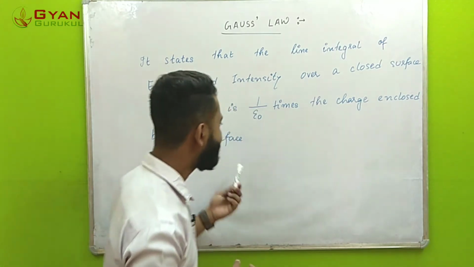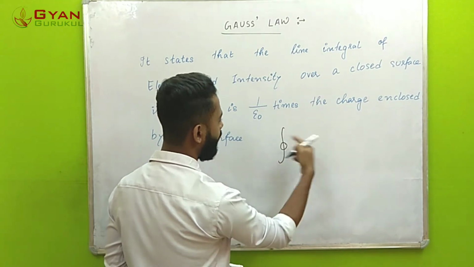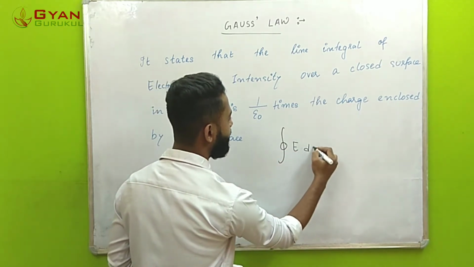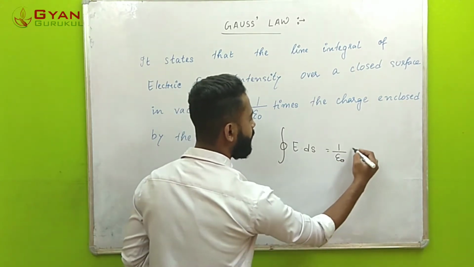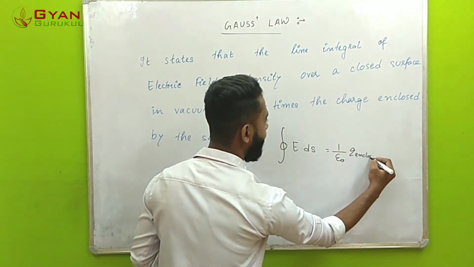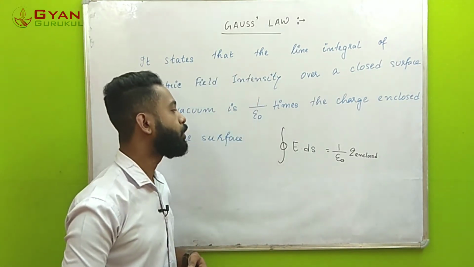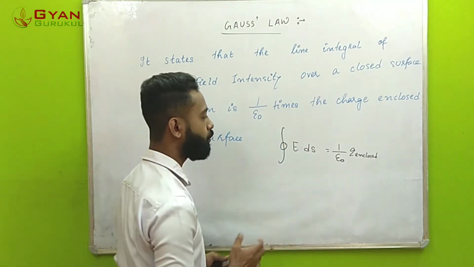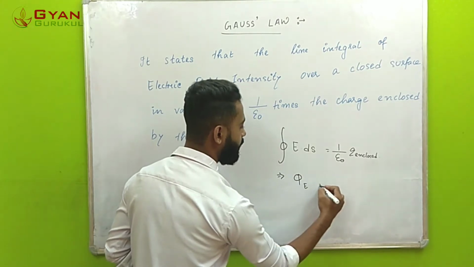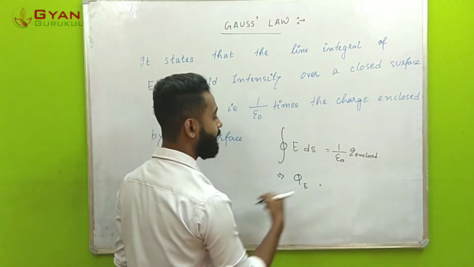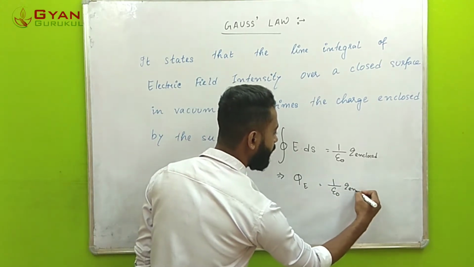Mathematically speaking, the statement can be written down as: a closed line integral of the electric field intensity over a closed surface is given by 1 by epsilon naught times the charge enclosed. So this can be written as a mathematical formula. If we integrate the total E dot ds over a surface, then it gives us the total electric flux of that surface, which is represented by phi e. So phi e can be given as 1 by epsilon naught times the q enclosed.